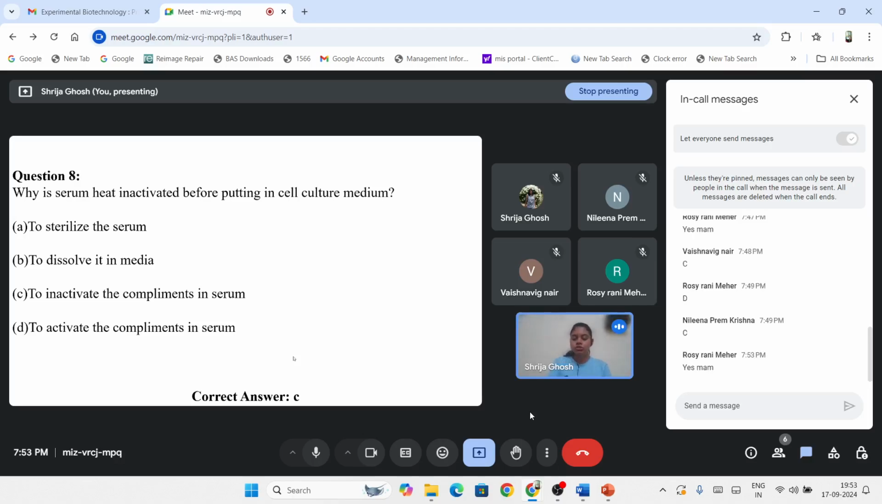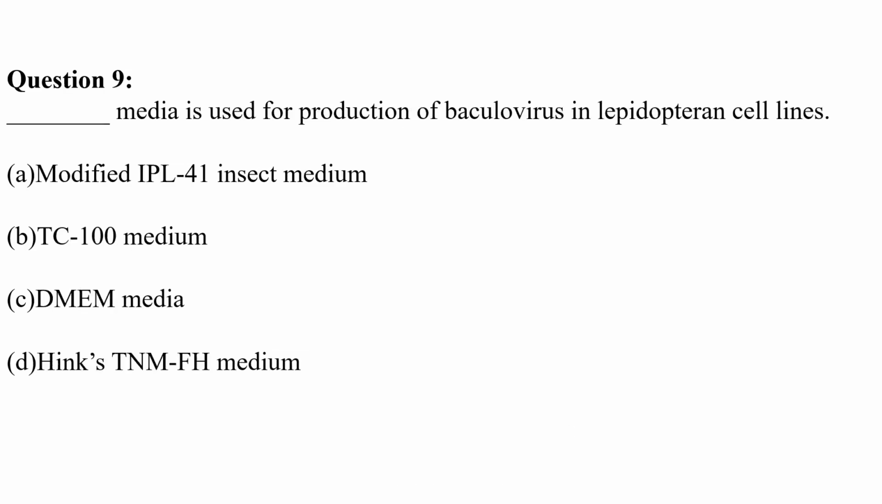Great. So we'll move to the next question now, question number 9. If you guys have any doubt, you can write it in the chat box and I'll try to solve it.